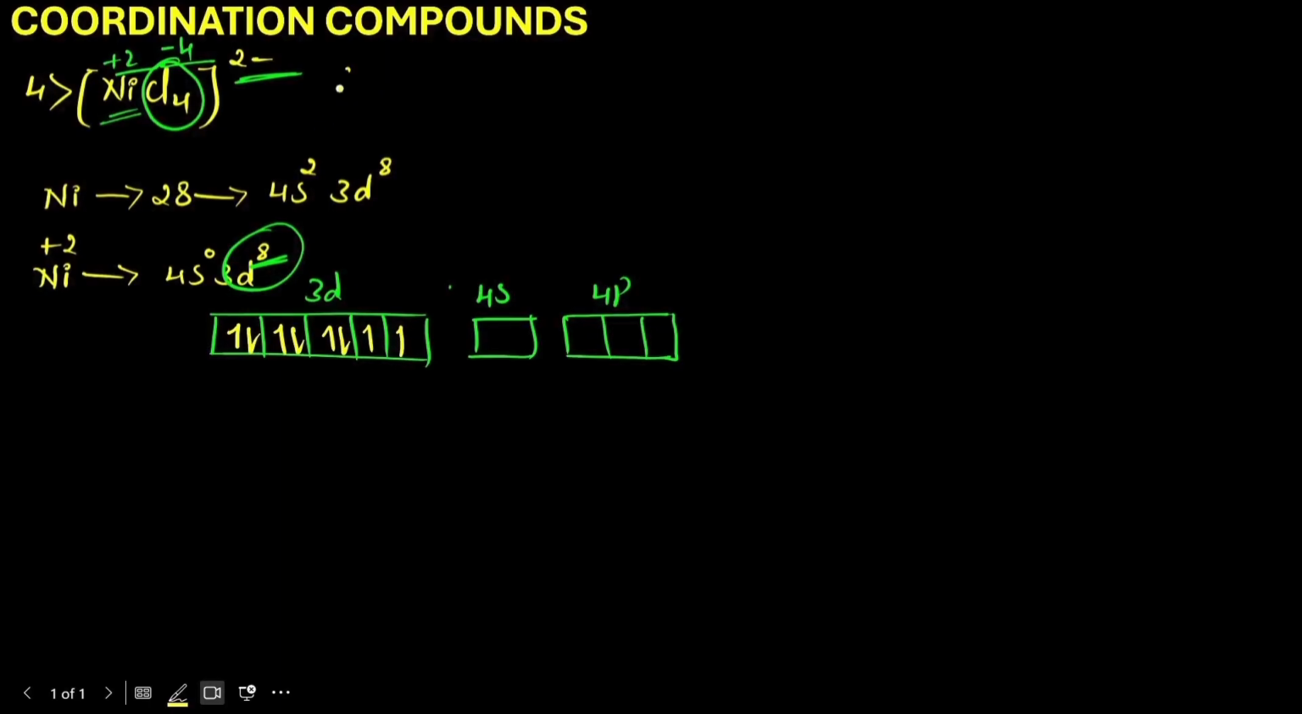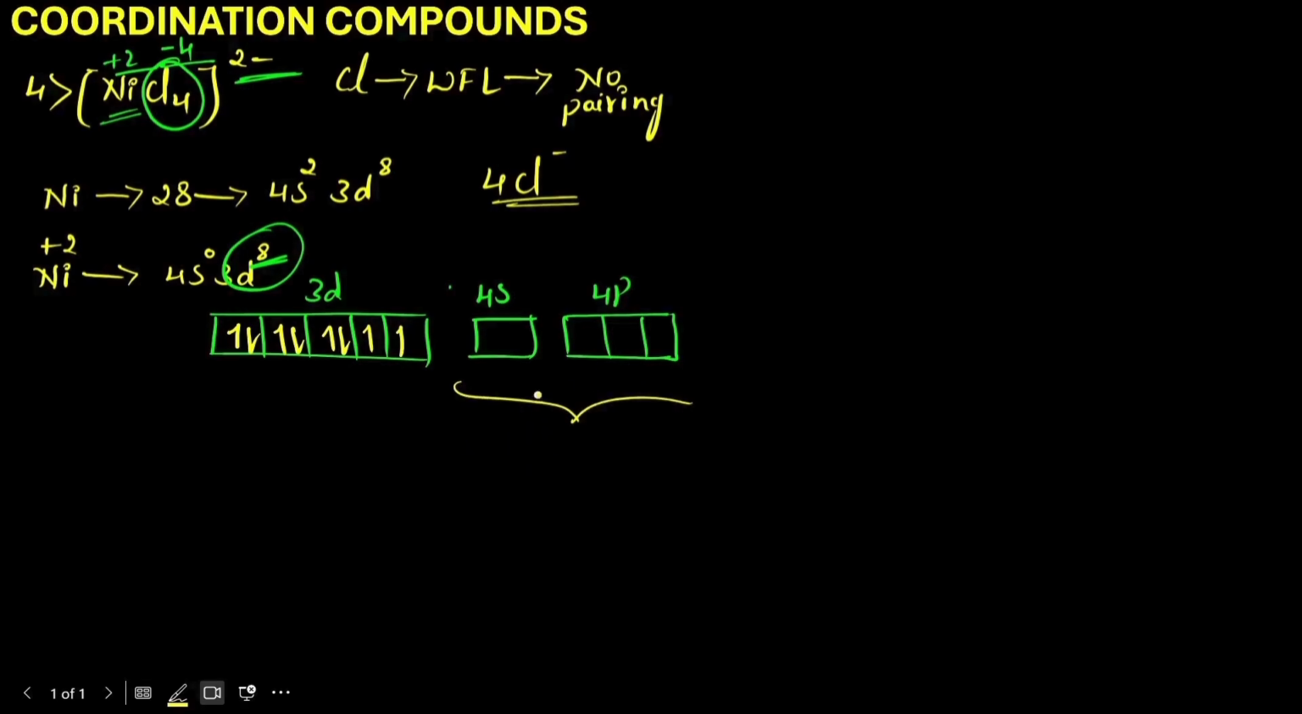We know that Cl is a weak field ligand, so no pairing occurs. We have 4 Cl minus ligands. Therefore we have 4 vacant orbitals provided by the metal. So what happens here? Each Cl minus gives 2 electrons, right?